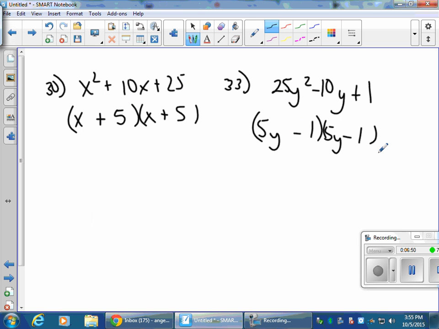You can rewrite these in both 30 and 33. Instead of writing x plus 5 times x plus 5, I could put x plus 5 squared. I could put 5y minus 1 squared. So that's a possibility too.